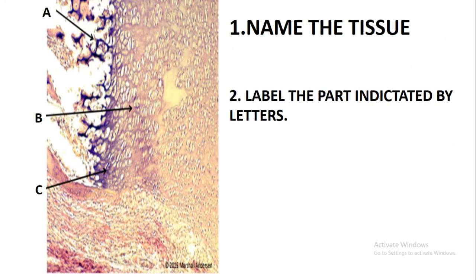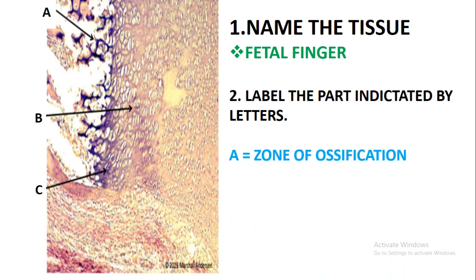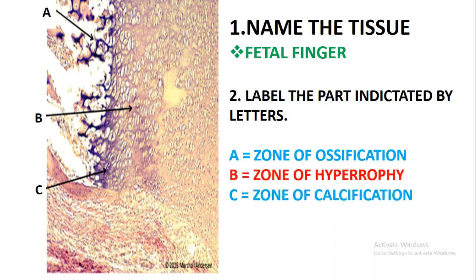The next question is name the tissue. So if you look at this tissue, this is just the fetal finger. We have already done this similar slide in the previous tutorial video. Then label the part indicated by the arrows. So the first part indicated by the arrow, which is A, it is the zone of ossification. B is the zone of hypertrophy, and then C, it is the zone of calcification. Please take note of the spelling there. It's supposed to be zone of hypertrophy.